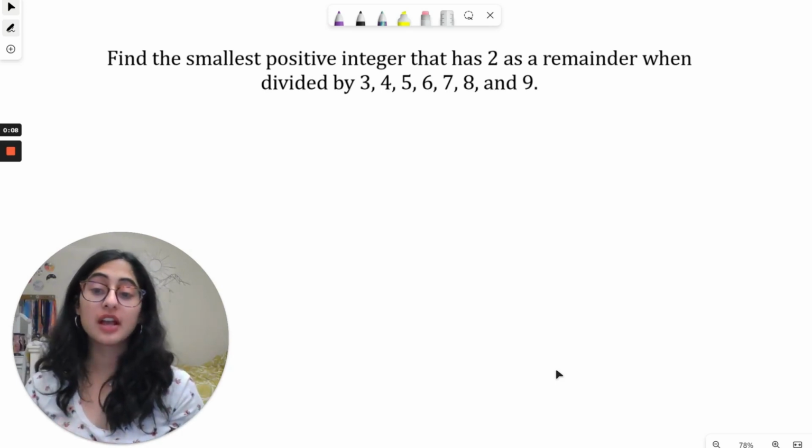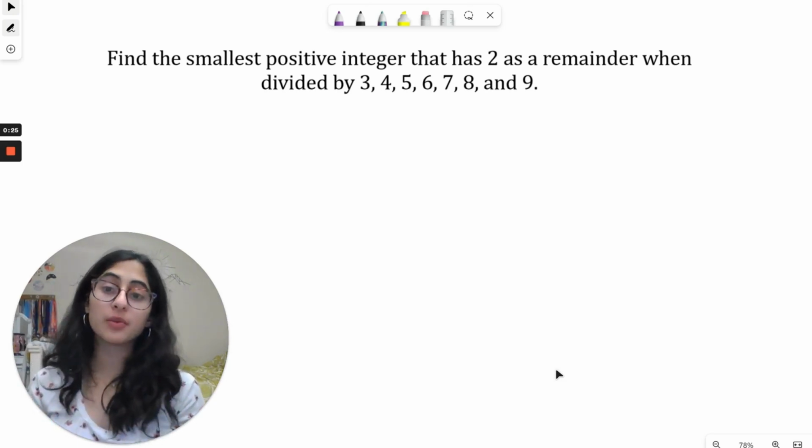Alright, so this question says, find the smallest positive integer that has 2 as a remainder when divided by 3, 4, 5, 6, 7, 8, and 9. Alright, so this question looks really tricky because we have to find a number with 2 as a remainder and we're dividing it by all these other numbers.